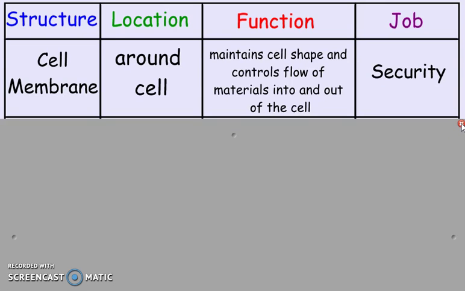It's going to control what gets in and out of the cell. So it's like a security guard. It's going to make sure that nothing bad gets into the cell if it's doing its job correctly. So that's a really important function.